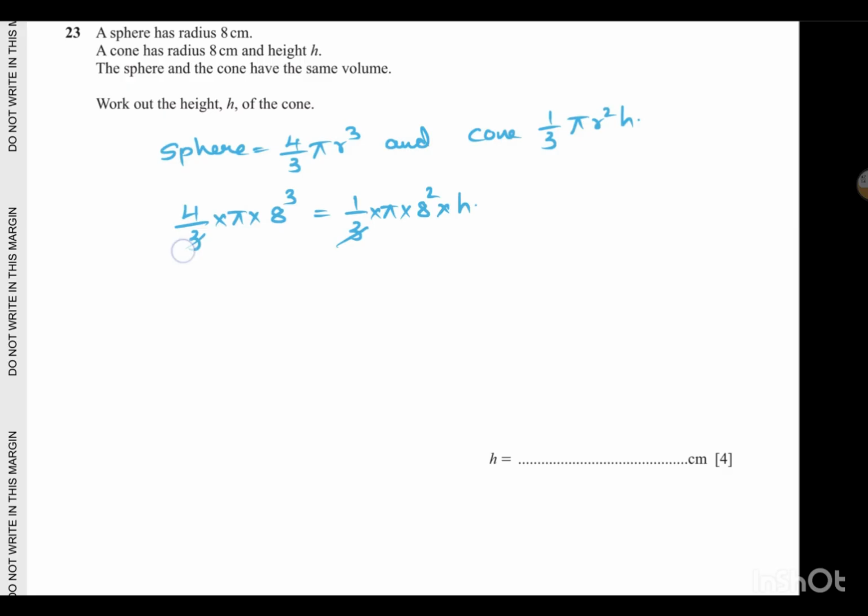Cancel out the same terms on both sides. Pi gets cancelled, and 8 square also gets cancelled, with one 8 left on the left hand side. So 4 into 8 is equal to h on the right hand side. So h is 32. 32 centimeters is the height of the cone.